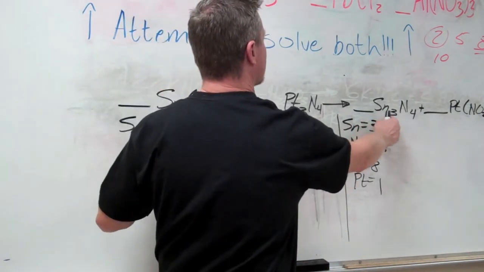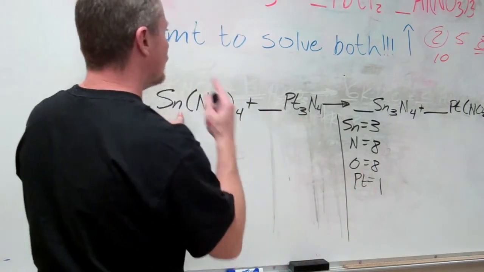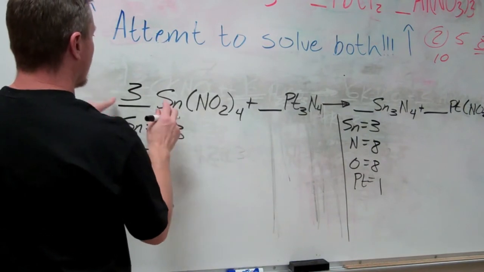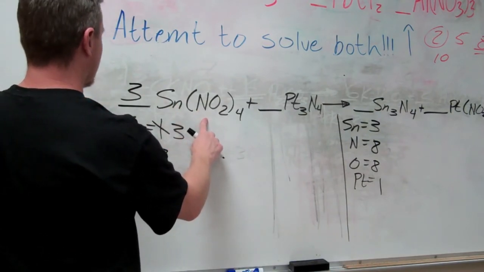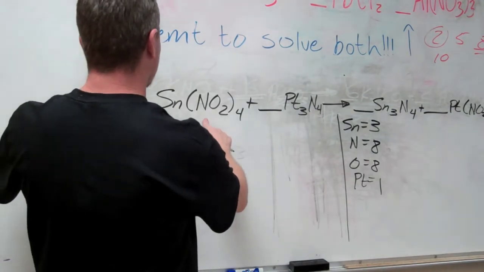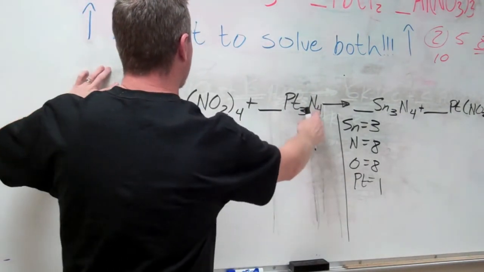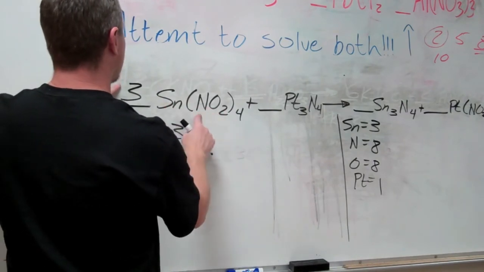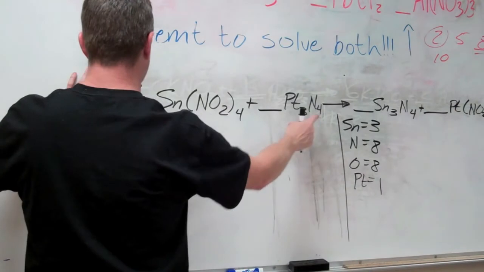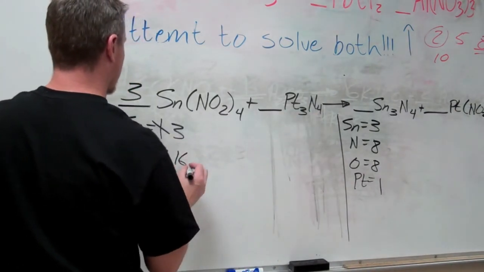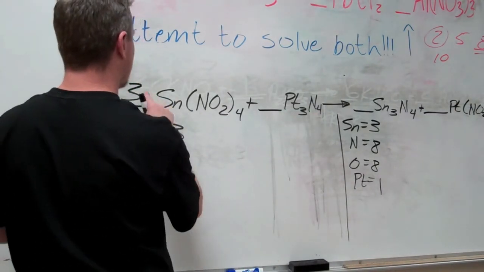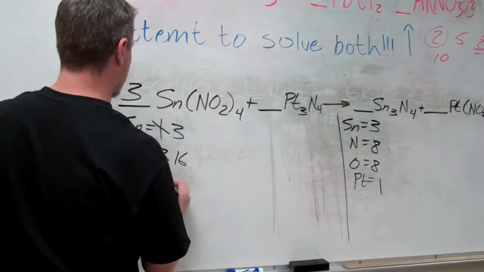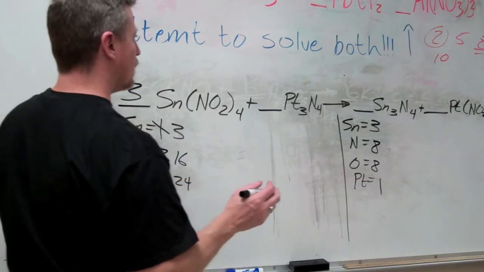SN is by himself. I know he's 3 and 1 here, so I'm going to work with him right now. I want to get this one up to 3 at least. So 3 there. Nitrogen changed to 3. 4 times 3, 12, plus that 4, 16. And then of course oxygen, 3 times 2, 6 times 4, 24. If I get off on my math, let me know.